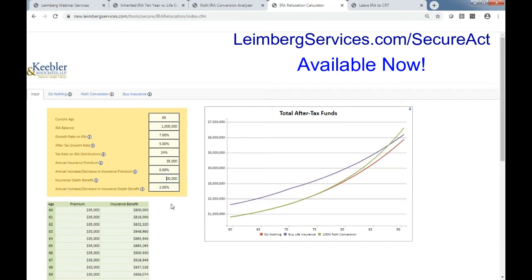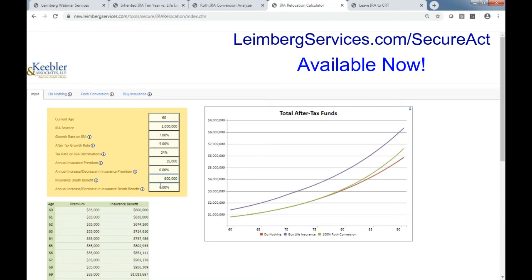Let me change this. I'll change this to $600,000 up front. And we'll just increase that by 10% a year. Well, that's probably a little bit too much, maybe. Let's look at 6% a year. And now again, what you're going to see is the insurance starts low and grows to a higher number over time.